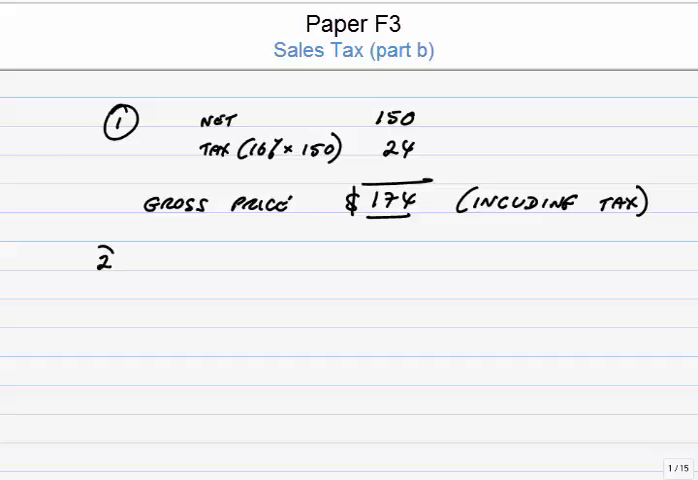Look at example 2. Beta sells goods at a gross or tax-inclusive price of $120. So that's the final price including tax. The tax rate is 16%, and we're going to work backwards. What would the price have been without tax, the net price, and how much tax is included?